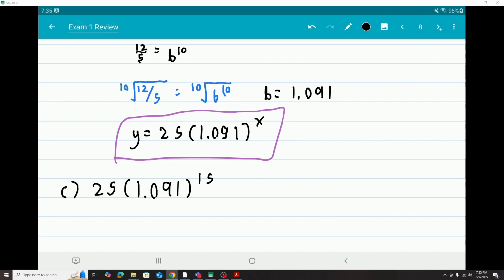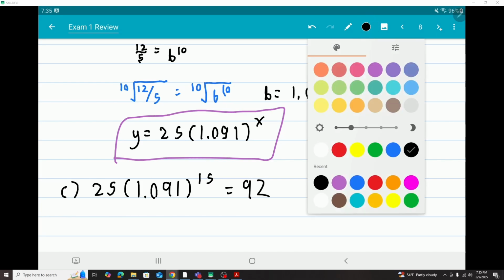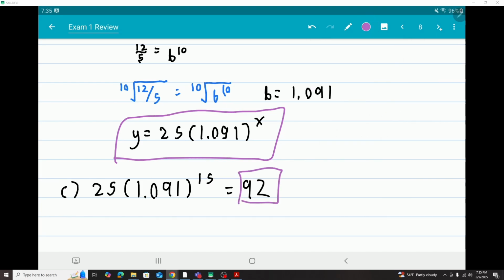And when I do it, I get 92.3. Here I'm going to round it to the nearest whole number, 92, because it's penguins. It doesn't really make sense to say we're going to have 92.3 penguins. So we'll just stop and say 92. That's our estimate.